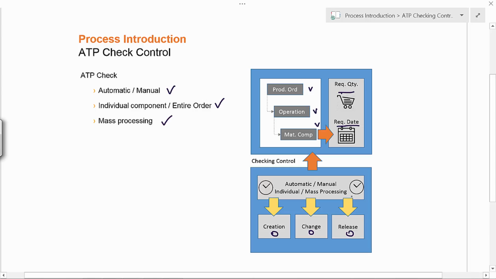You can set up events on which the ATP check is carried out automatically. You can say that each time the order is saved, the ATP check is carried out. Or when the order is released, the ATP check is carried out automatically. Or you can set up the process in such a way that the ATP check is done only manually. There are different available customizing options related to this in the ATP checking control. And now let's jump into customizing and take a closer look at the ATP checking control functions.